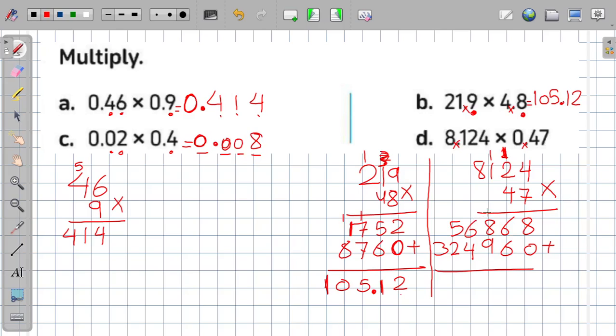So I have 8 plus 0 equals 8. 6 plus 6 equals 12. So I will carry up 1. 1 plus 8 plus 9 equals 18. So I have 8 and carry up 1. 1 plus 6 plus 4 equals 11. So I have 1 and carry up 1. 1 plus 5 plus 2 equals 8, and I have 3.